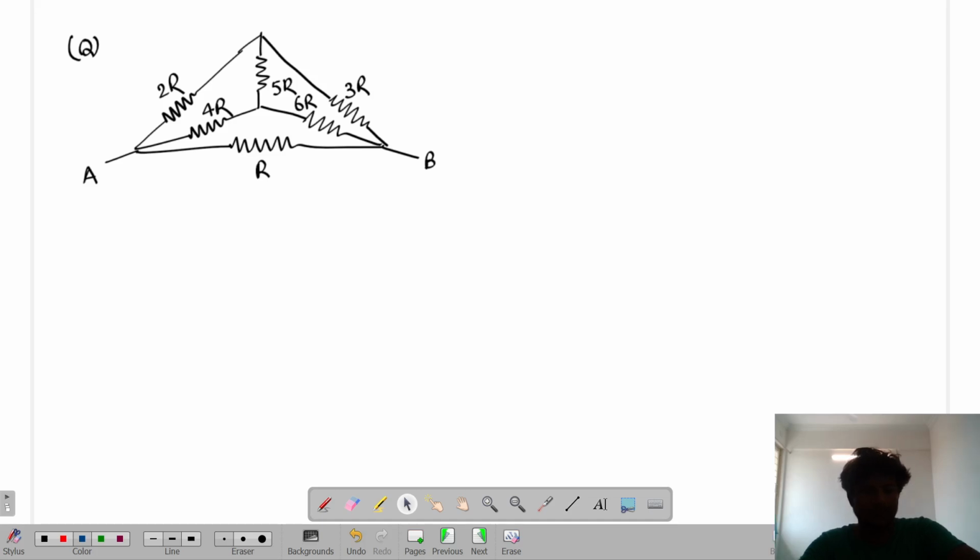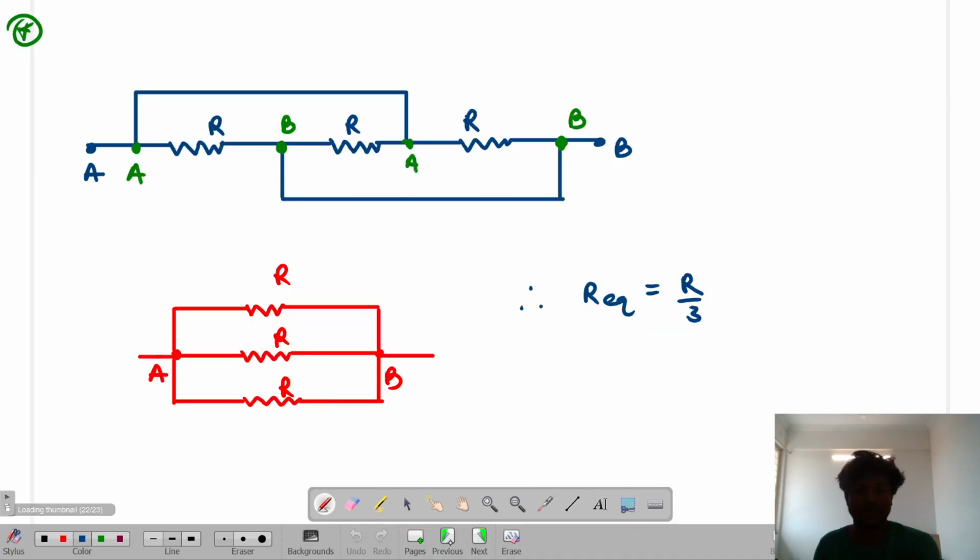So I have to draw. I think I'll have to draw the circuit in an even pattern. Tell me. Basically, one hint is there. This is based on the Wheatstone bridge and arrangement also.